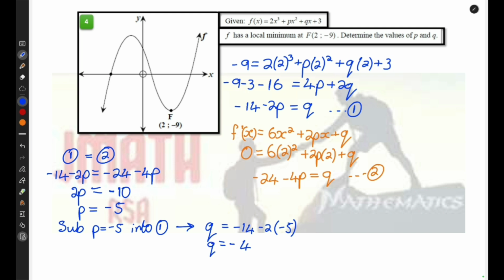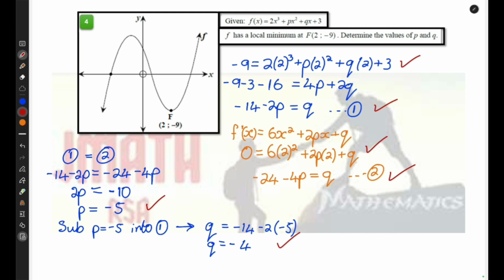That's it. They asked me for p and q, so I will get full marks for those steps. Let's just check where you would get your marks. I would say this is 5 marks. I'll get a mark for subbing into the original, getting equation 1, then for subbing into the derivative, getting equation 2, and then for getting the 2 answers. So actually 6 marks for this question.